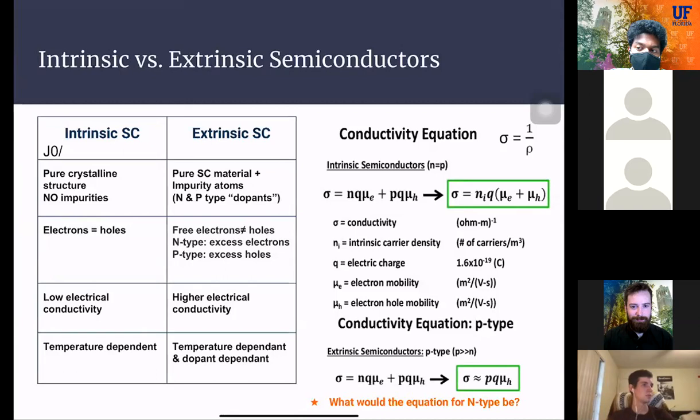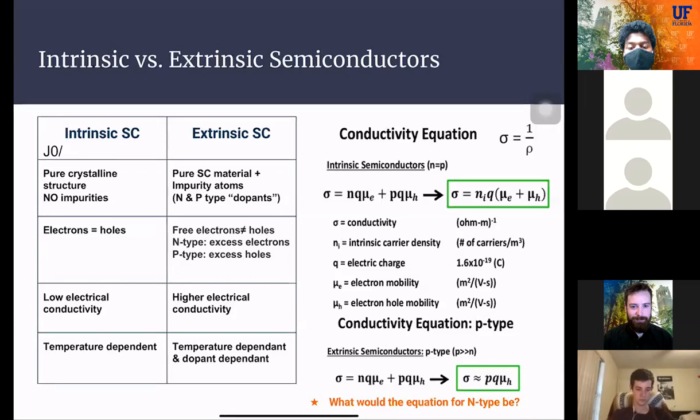An extrinsic semiconductor is a pure semiconductor material to which an impurity atom is added. The dopants that I previously mentioned, N and P type dopants, are added to the intrinsic semiconductor to make it an extrinsic semiconductor. Depending on the amount of doping, the free electrons might not be equal to the number of holes. An N-type semiconductor has a large number of electrons, while a P-type has a large number of holes. It has a higher electrical conductivity than an intrinsic semiconductor, depending on the number of charge carriers. More charge carriers means more conductivity, right?